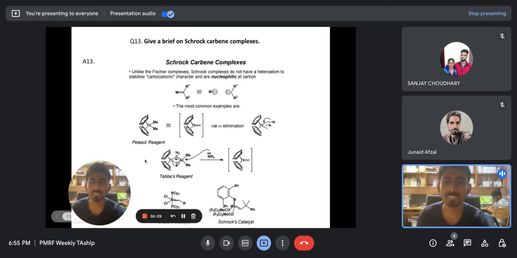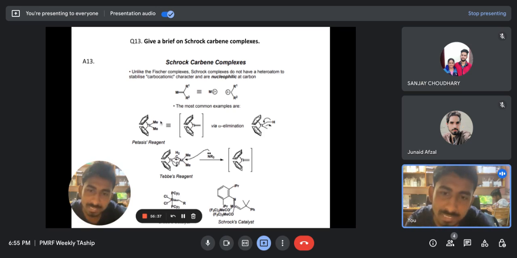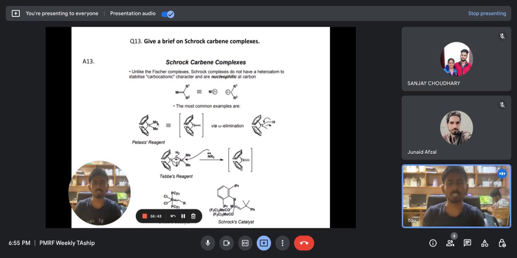First one is from the Petasis reagent. This Cp2TiMe2 is called the Petasis reagent. Upon heating in the presence of a mild base, abstraction of the alpha hydrogen takes place, which is nothing but alpha elimination, and the methyl group gets eliminated as methane. By alpha elimination we get Cp2Ti=CH2. This is a Schrock carbene.